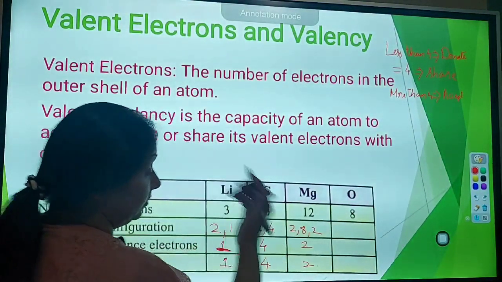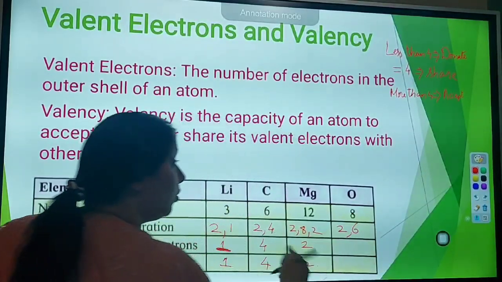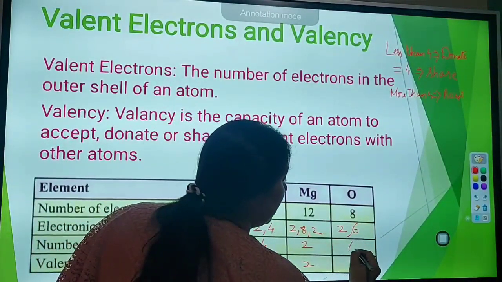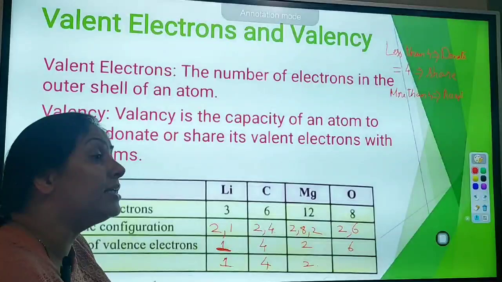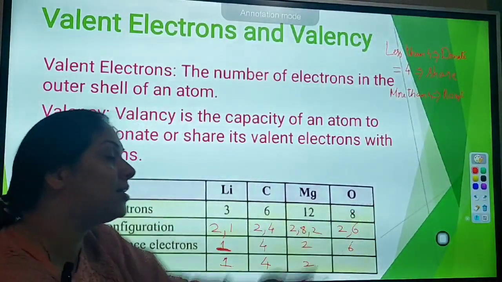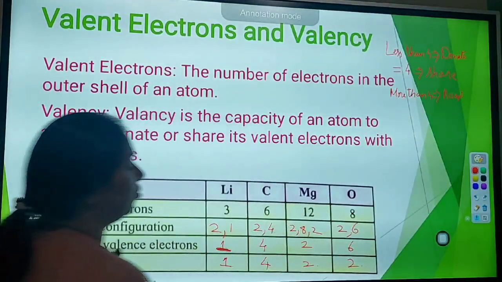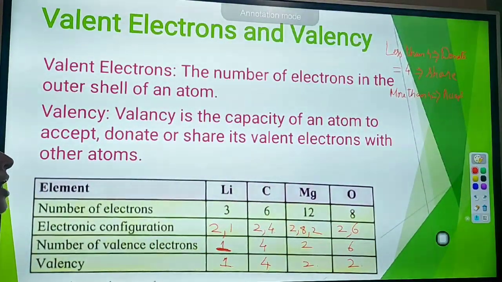8. 2 हो गया, 6, आउटर मोस्ट शेल में कितने हैं? 6। अब 2 लेना आसान की 6 दे देना आसान? 2 लेना आसान, so its valency is 2. Children, are we understanding this table?